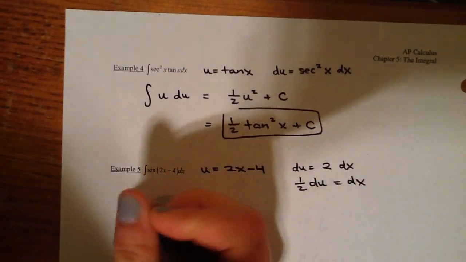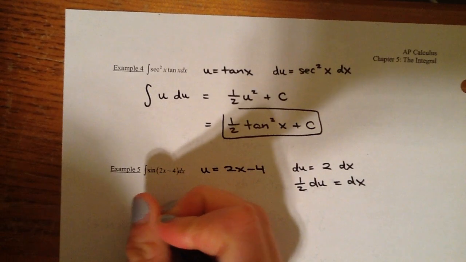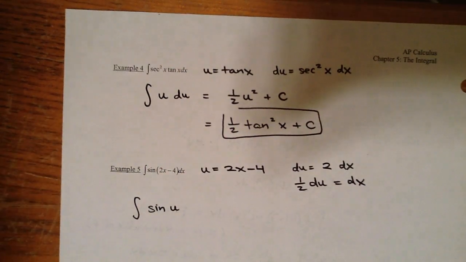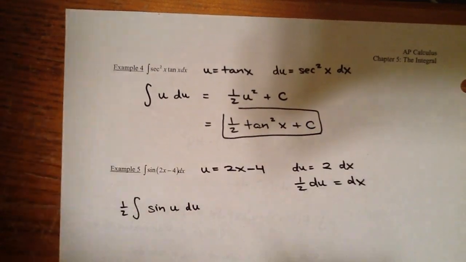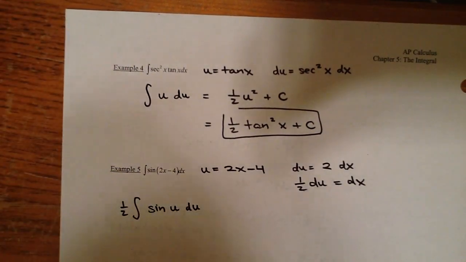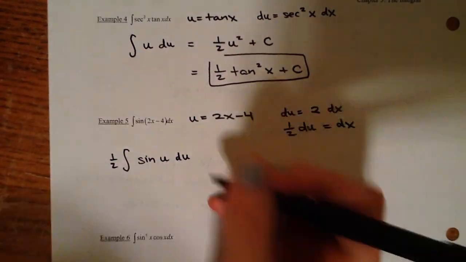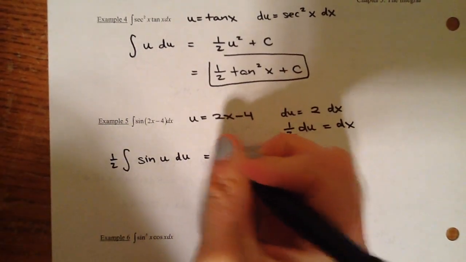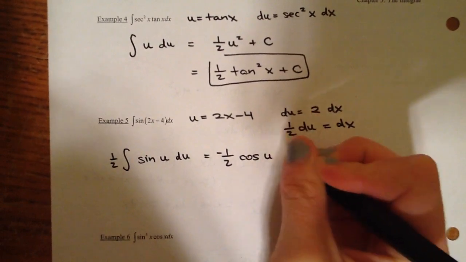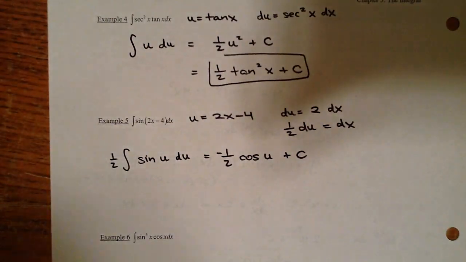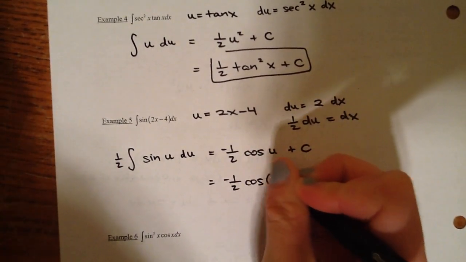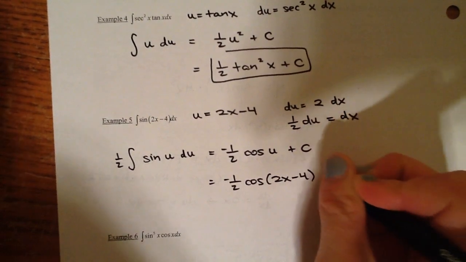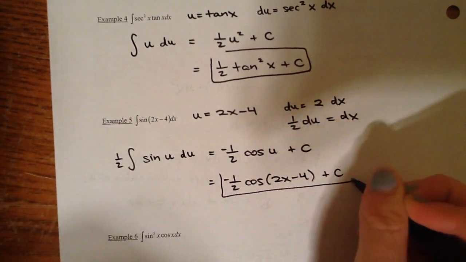All right, so we're going to replace everything we can here. The integral of, this is now just the sine of u, and then dx, according to this, gets replaced with 1/2 du. And just like the previous couple examples, I just throw my constant out front. The antiderivative of sine is negative cosine. Don't forget I've got a 1/2 attached right here. And then, of course, you sub back in the expression for u. Okay, so that's your final answer.